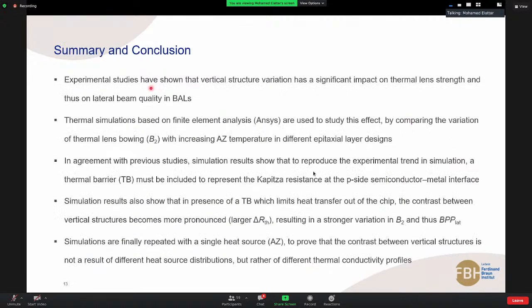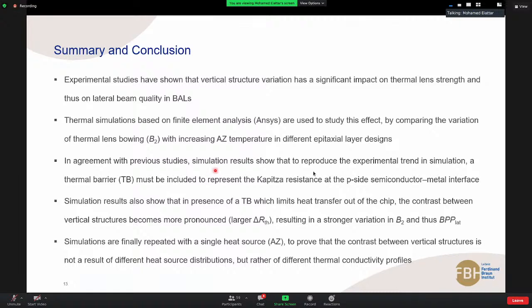So let me summarize and conclude. We have discussed that experimental studies have shown that vertical structure variation has a significant impact on thermal lens strength and thus on lateral beam quality in broad area lasers. We have carried out thermal simulations based on finite element analysis to study this effect by comparing the variation of thermal lens bowing with increasing active zone temperature in different epitaxial layer designs.